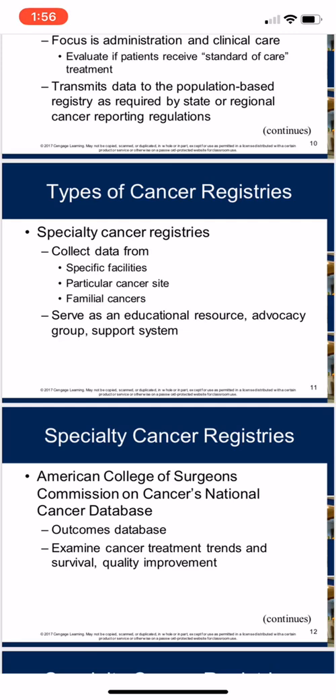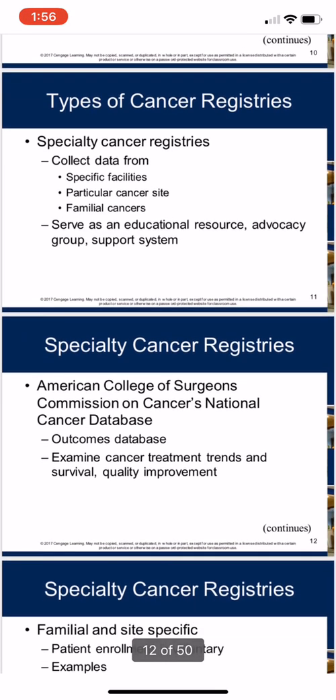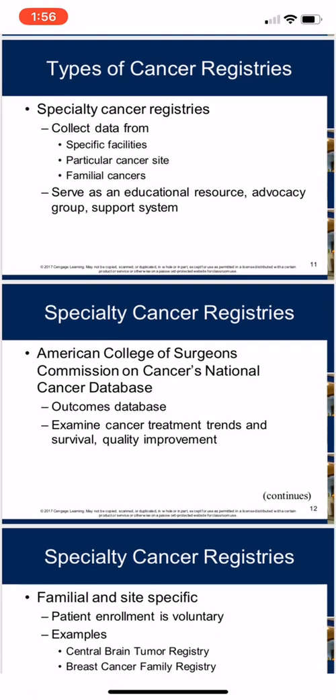We have the American College of Surgeons Commission on Cancer's National Cancer Database. It's an outcomes database that can be used to examine cancer treatment trends and survival and for quality improvement in cancer care. It began in 1989 and contains data from more than 1,400 Commission on Cancer approved cancer programs in the United States and Puerto Rico. The database includes approximately 70% of all newly diagnosed cancer cases in the country.